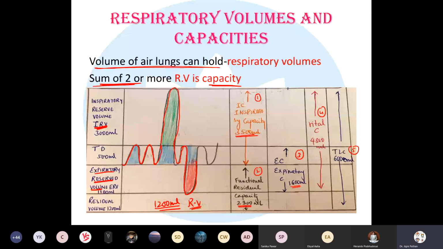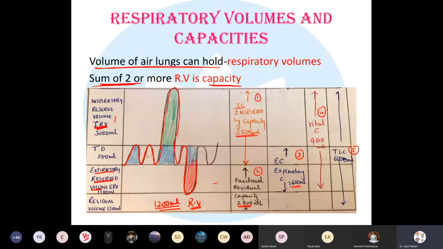From where do you want me to explain? After the 5 capacities. After the 5, okay. Inhalation or inspiratory capacity volume means what?